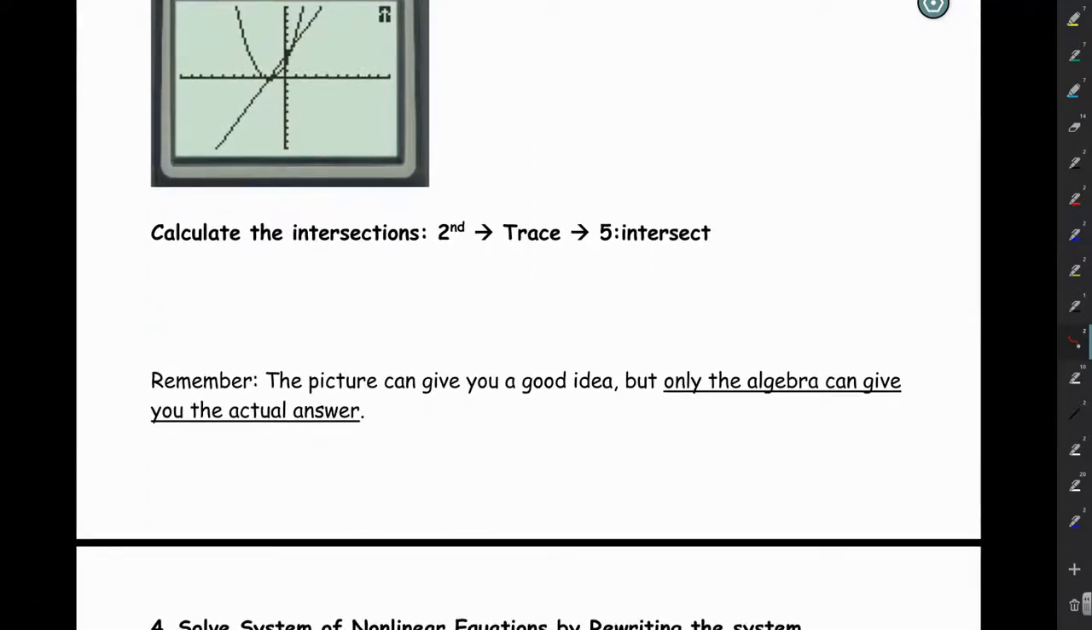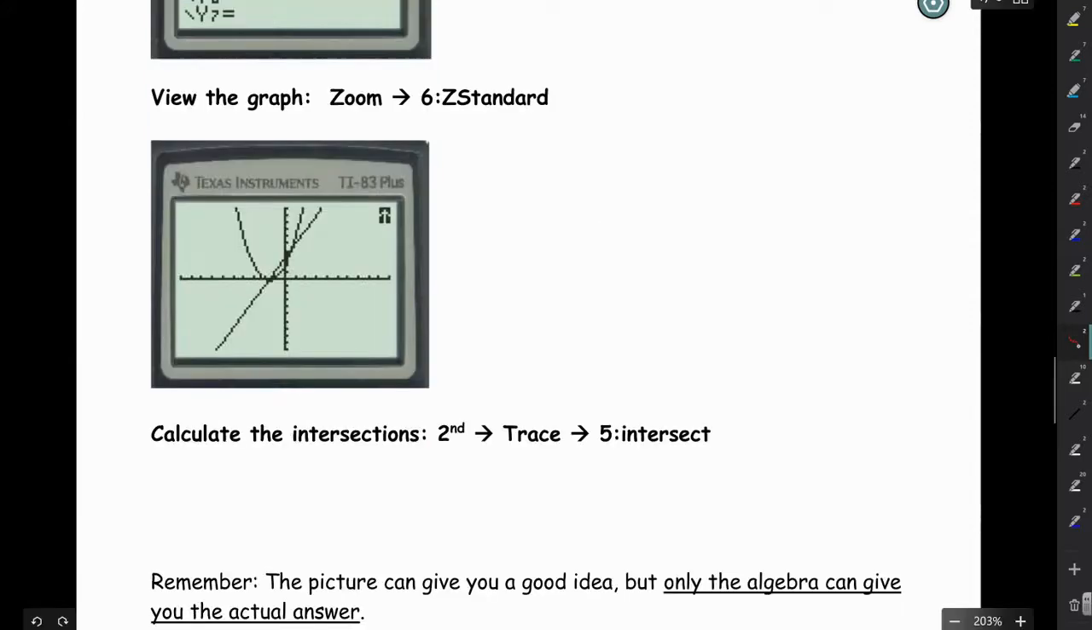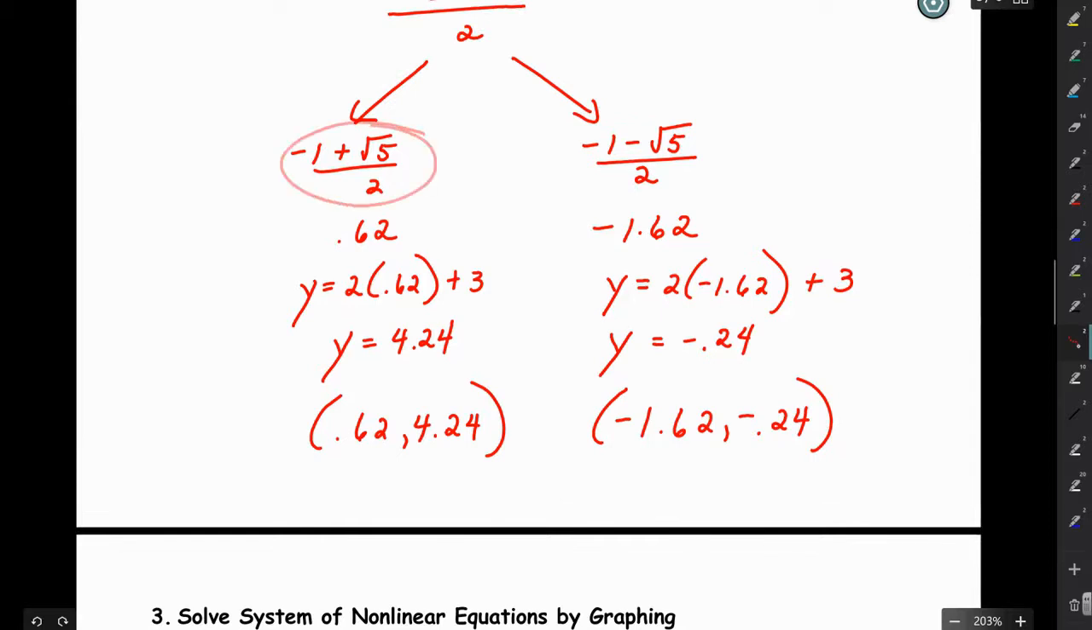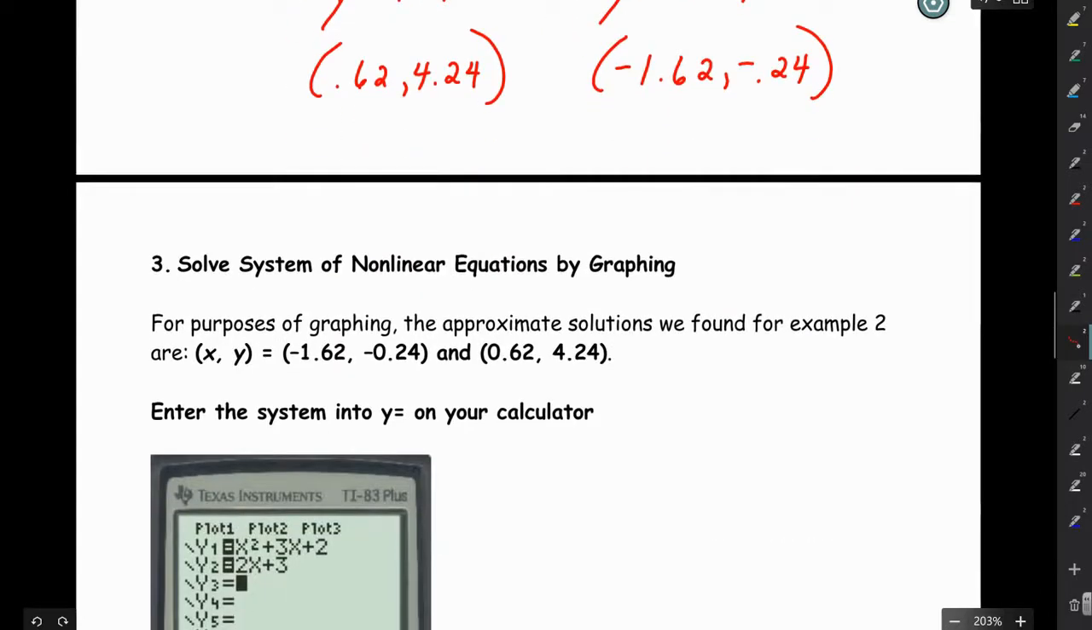All right, so it says, remember, the picture can give you a good idea, but only the algebra can give you the actual answer. So if we wanted an exact solution, remember, we would have to go back to these values. These are the exact solutions. The solutions that we've been looking at are rounded.